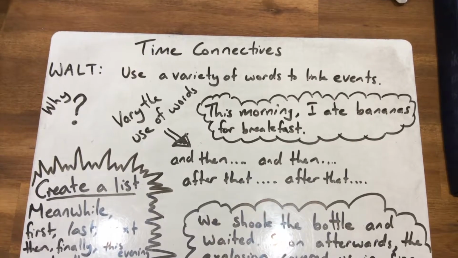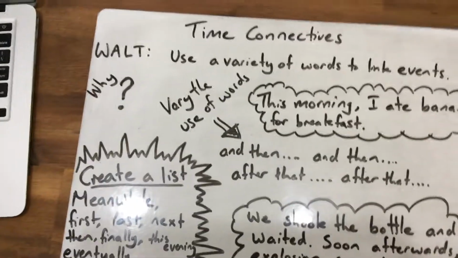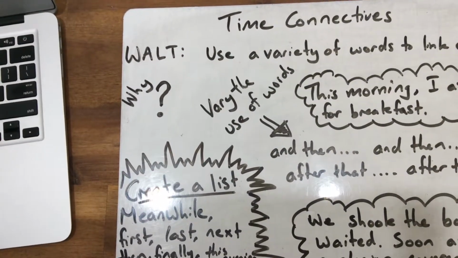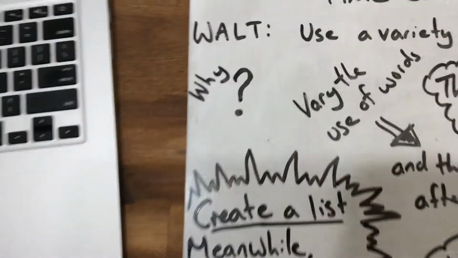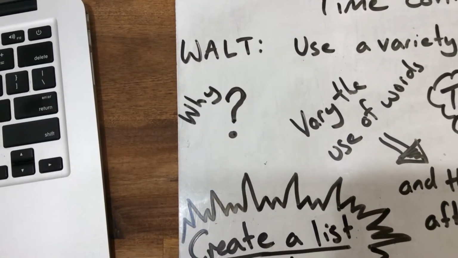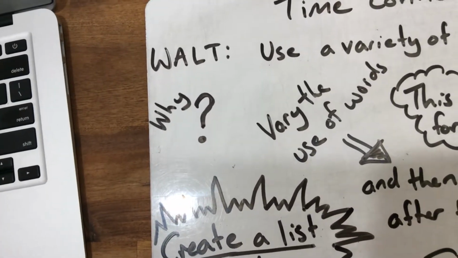So when you're basically going through your story and you're listing your events, you know what order the events actually happened in, and that's where our time connectives really come in handy. Okay, so first question is why? Why do we need to use them? Well, I sort of just explained that, but I can go into a little bit more detail with you.